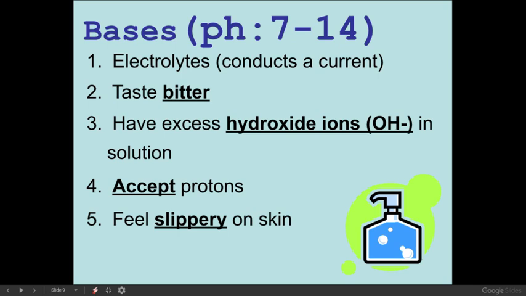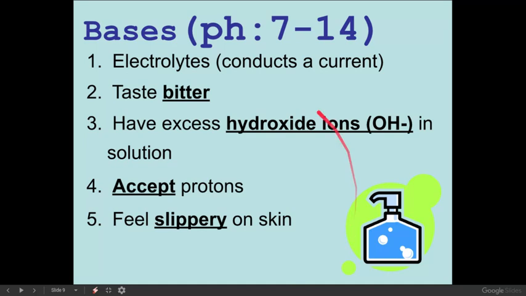So they taste bitter. If you've had soap in your mouth, you know that it tastes really bitter. It's not a very pleasing taste at all. Also, they feel slippery on your skin. If you ever had bleach or Clorox on your skin, and especially soap, you know that it's very slippery. If you get bleach or Clorox on your hand, it's kind of hard to take that slippery off. It takes a while. Even if you run it underwater, your hands still feel pretty slippery.